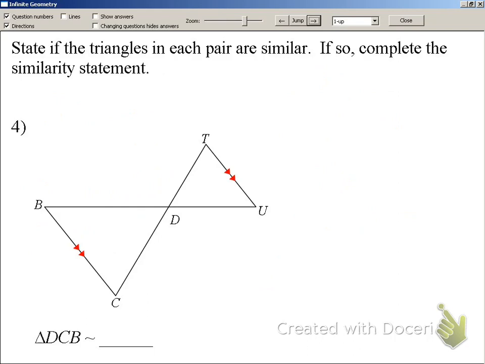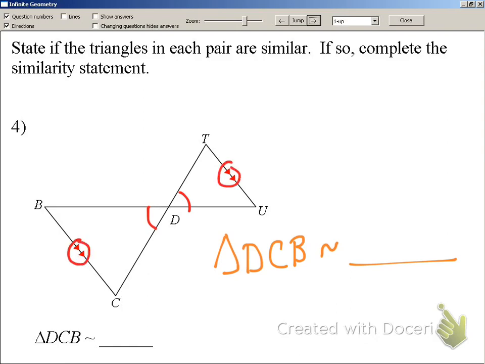And you can't see this because of the screen, but down at the very bottom, it is saying triangle DCB is similar to what? First of all, we have to determine if the triangles are similar. Looking at it, from the get-go, I have vertical angles. So there's one angle. These arrows here and here represent that I have parallel lines. Parallel lines cut by a transversal means that I have alternate interior angles congruent.